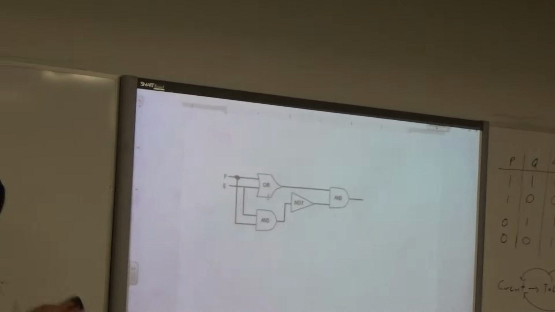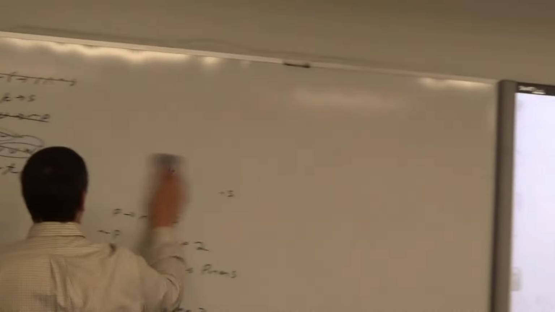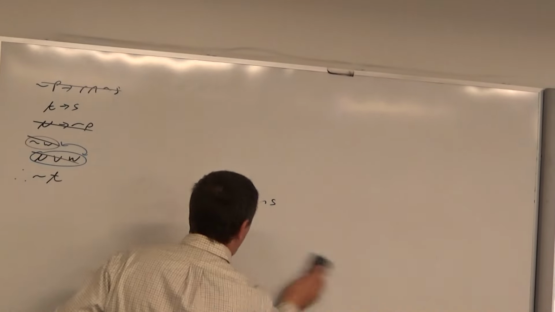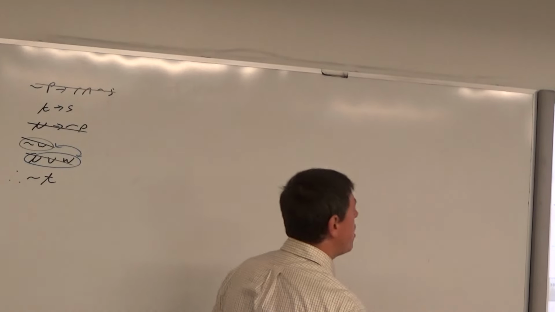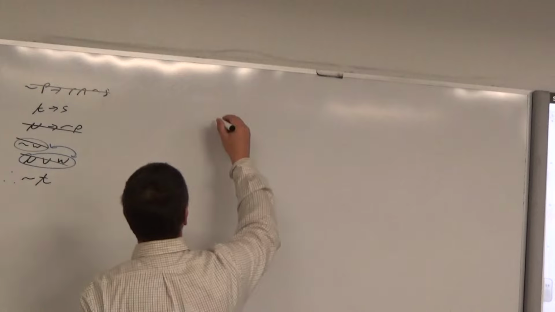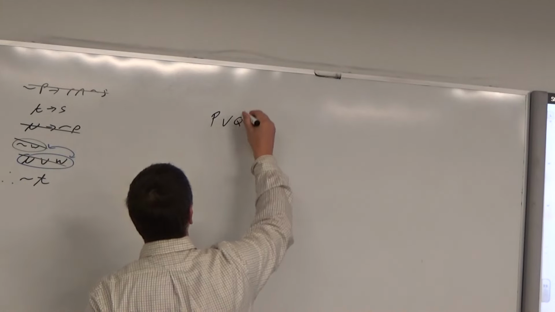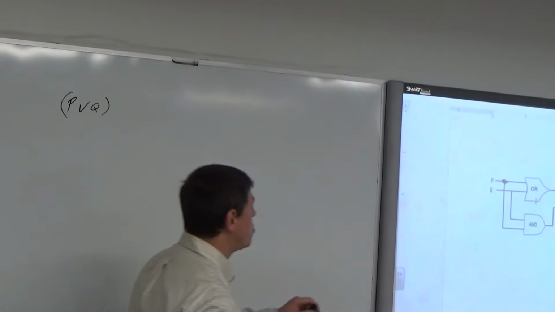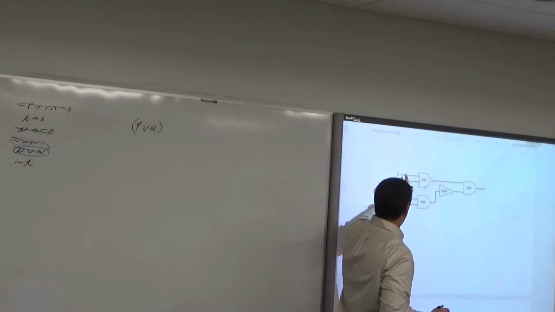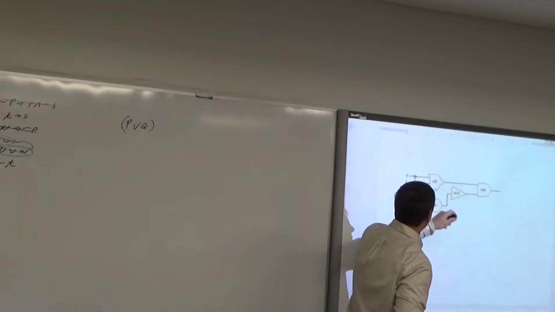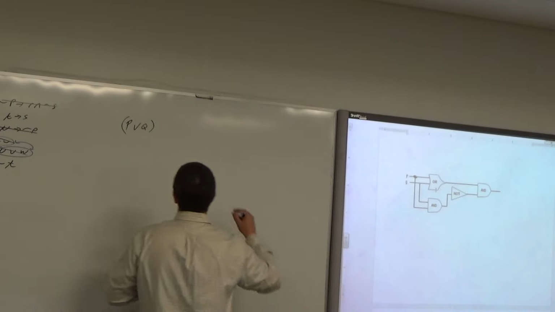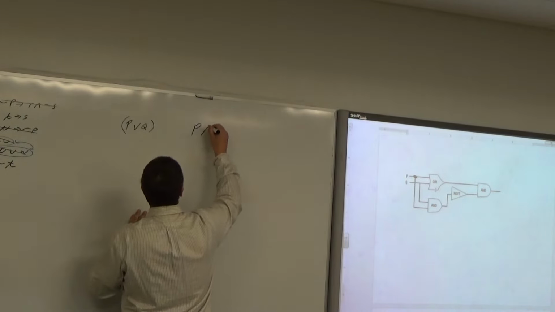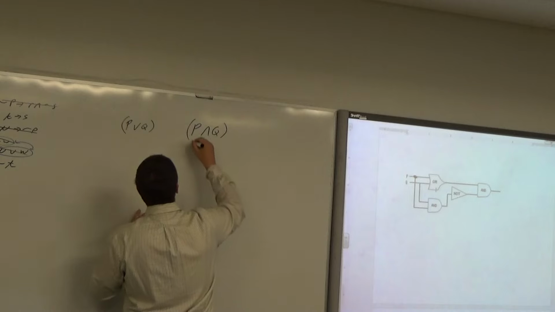If I was to try to build a Boolean expression from this circuit, the first thing I do is I see a P or a Q. Okay, so I see P or a Q. Put that in parentheses. Okay. I also see, the next thing I see is a P and a Q. So what I'm going to do off to the side of that is I'm going to have a P and a Q, and I'm going to put that in parentheses.